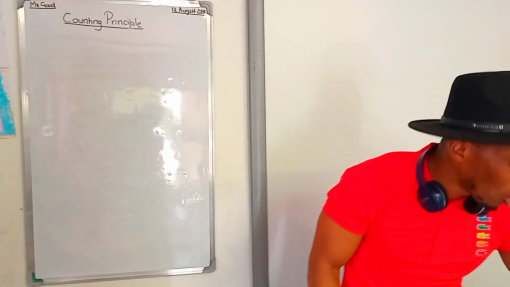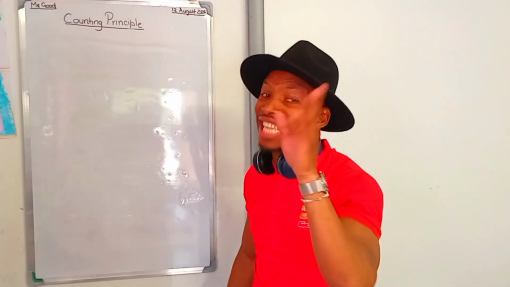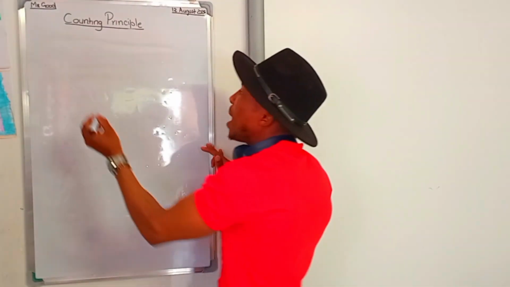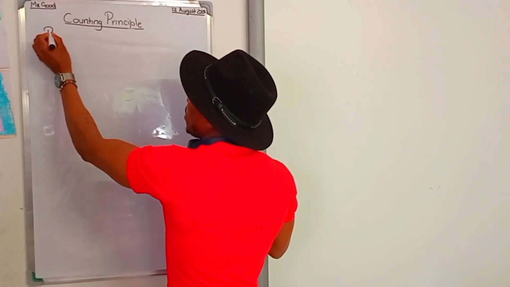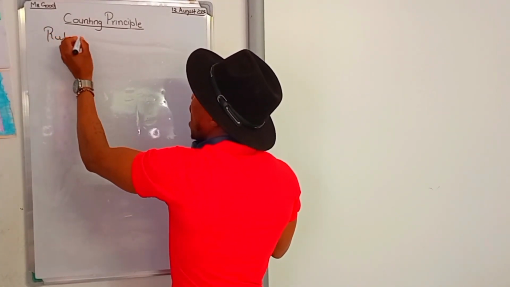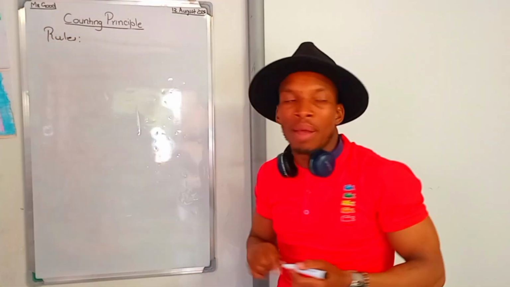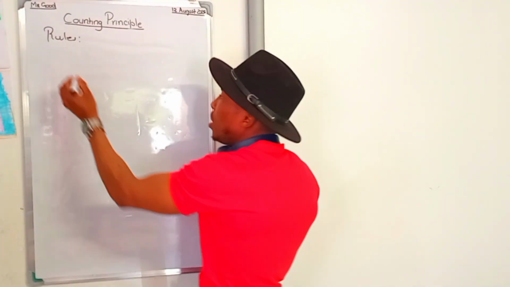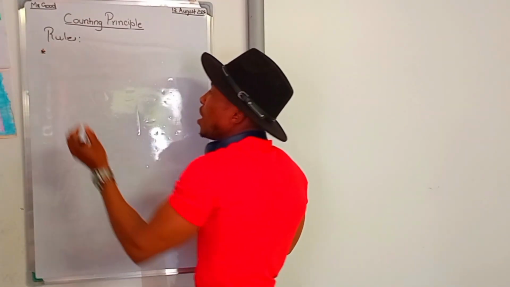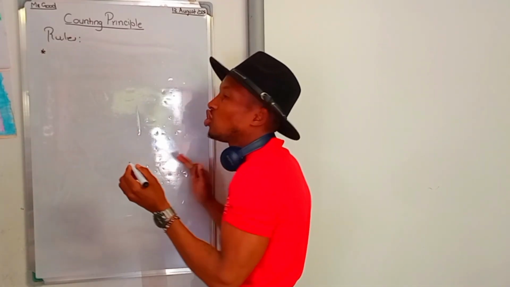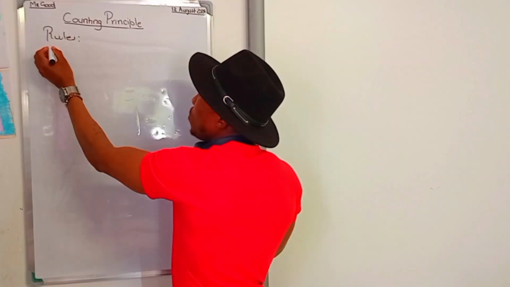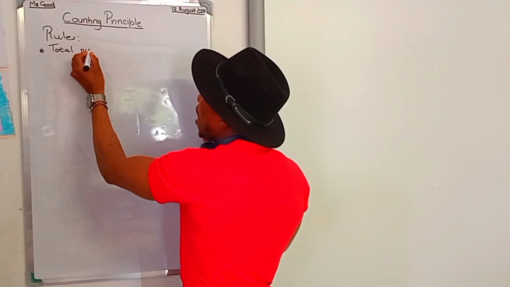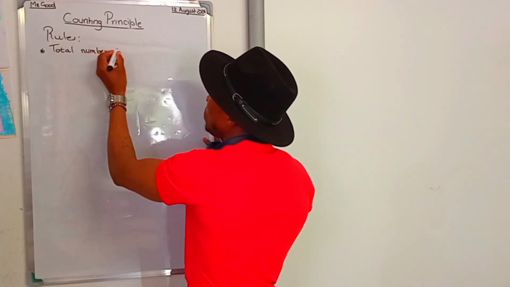All right, let's go. When we are doing the fundamental counting principle, we normally look at 4 rules. I have a rule that I normally use when I'm doing this chapter. That rule says that the first rule is we find out the total number of sample space.